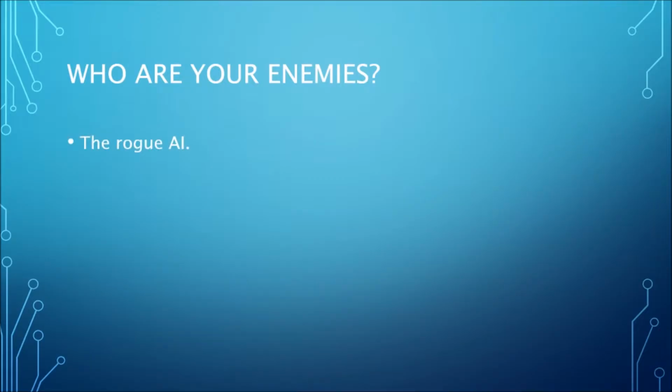Who are your enemies? Well, you have the rogue AI and the robot minions, and time itself. The longer it takes you to complete the level, the more the enemy is able to reinforce its units and repair them. So time itself is your enemy.